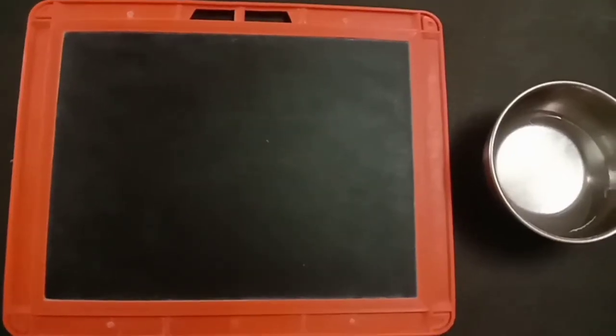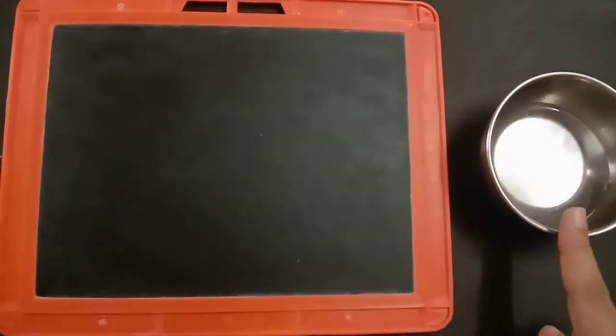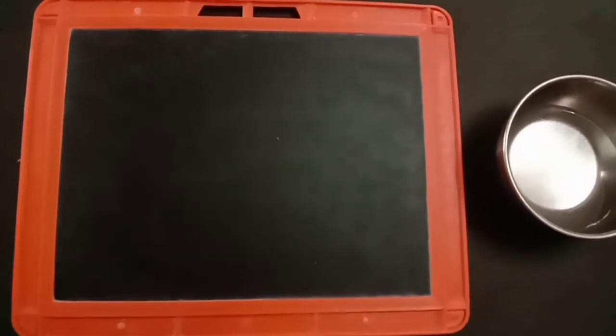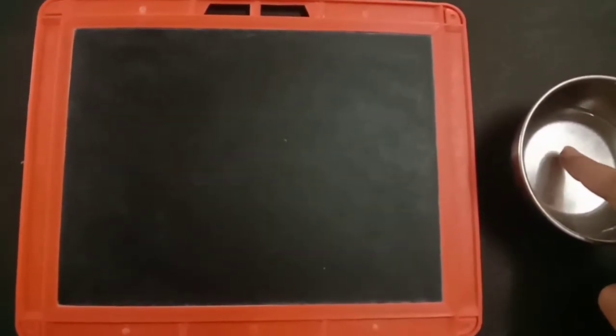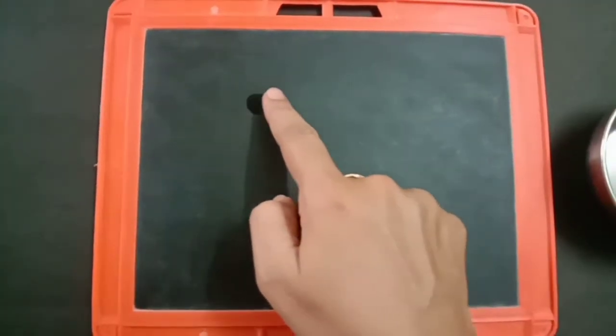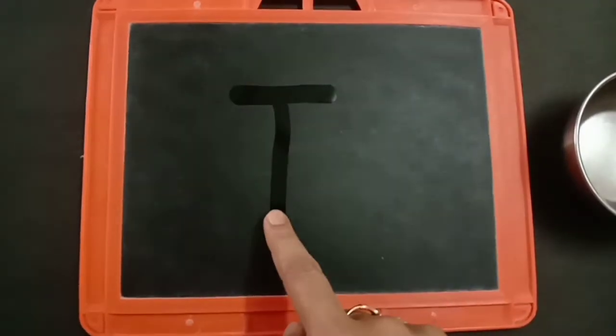Now it's time for a small activity. Today we will do a water writing activity. See kids, for a water writing activity, I have taken a little bit of water in a bowl and a slate. So first, you have to dip your first finger in water and then write capital T. For capital T, make a slipping line and a standing line.